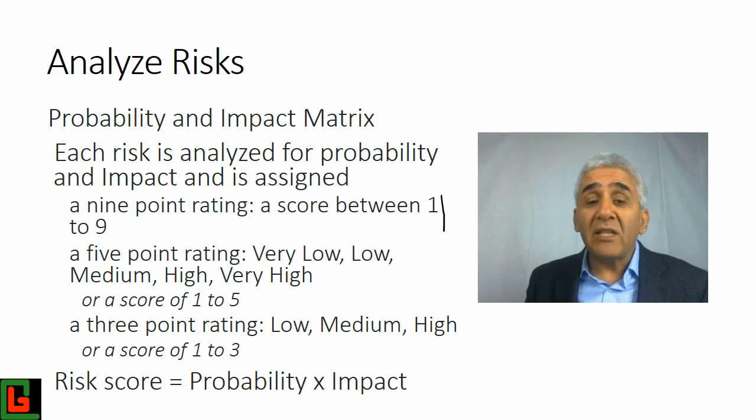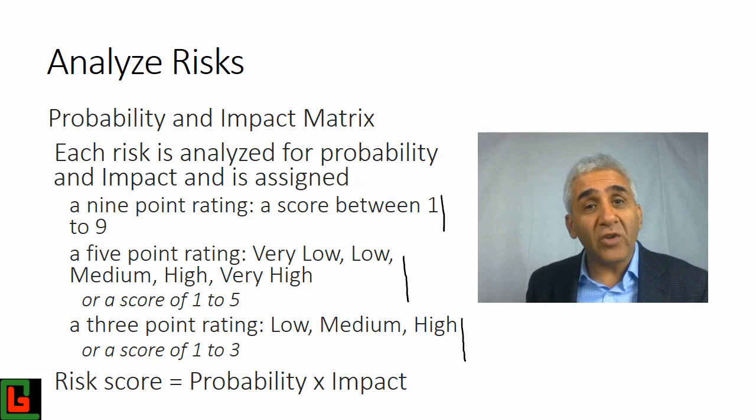Instead of 9, some companies have a 5-point system, some companies could have a 3-point system. So you assign 1 to 5, or you could assign from 1 to 3, both for probability and for the impact. And the risk score is then calculated by multiplying these two numbers. So the risk score will be probability multiplied by the impact.